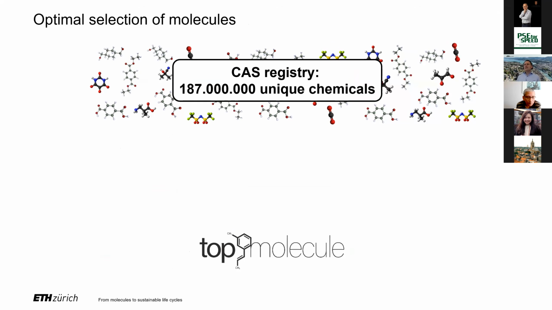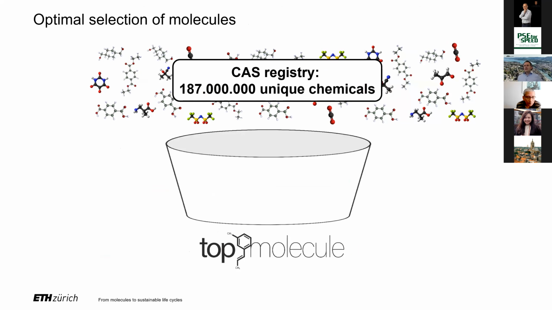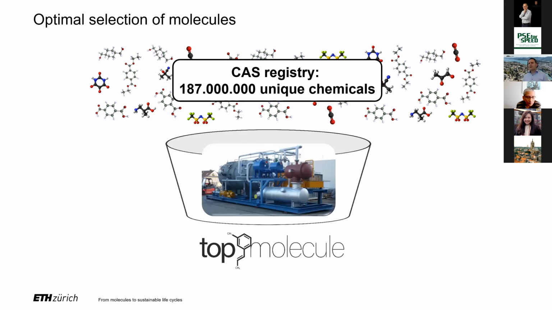So I just checked yesterday the CAS registry. For the molecules we know already, there are 187 million unique chemicals registered in the CAS registry. And so the task we are facing, if we really want to live up to our expectation, is to say, how do I filter out of these 187 million molecules, if I limit myself to the ones we know already, that top molecule for an application, which one to put into this organic Rankine cycle?